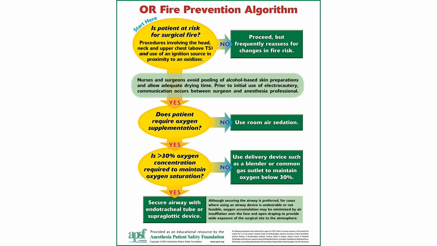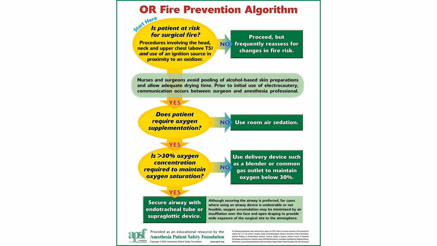First, is the patient at high risk for surgical fire? So this would be head, neck, upper chest procedures using an ignition source close to an oxidizer. So basically, any head and neck procedure using cautery with the patient on oxygen. Most commonly, these are MAC cases with a nasal cannula or face mask. If no, proceed, but reassess risk as necessary. If yes, the procedure is a high fire risk, make sure to allow the skin prep to dry and communicate between the surgeon and the anesthesiologist before any electrocautery is used.